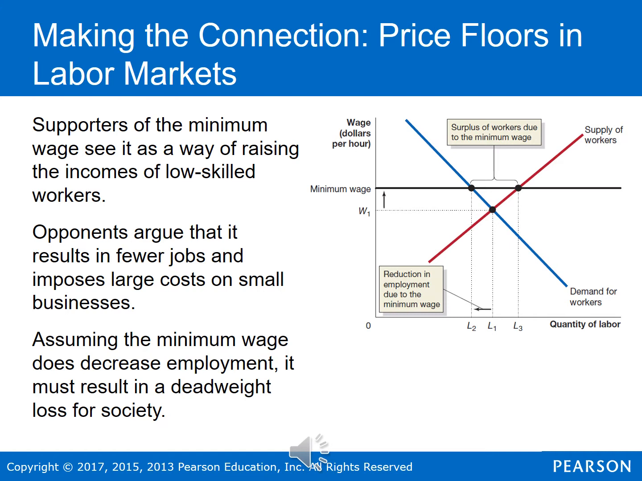So look at the figure on the right. When the labor market's in equilibrium at wage W1, the equilibrium quantity of labor is going to be L1. Now, the labor market is a little bit different. Demand for labor is going to be the firms themselves. They're the consumers in this market. And the workers in this market are going to be the producers because they're actually selling their labor.